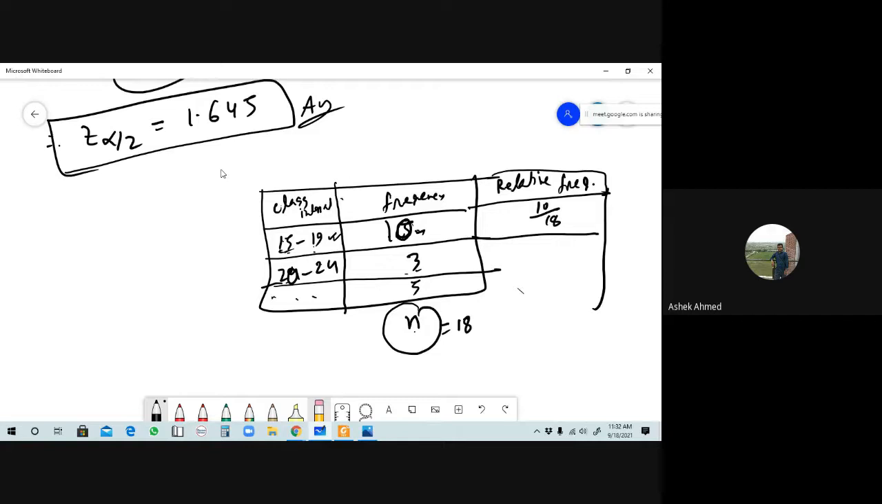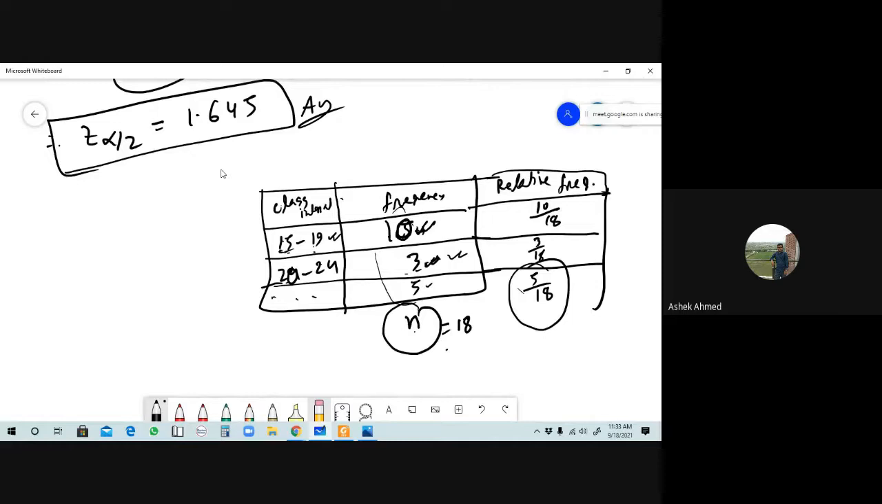For the second class intervals, Sir, how did 18 come? 18 is the sum of all frequencies. This is 10, this is 3, this is 5, and the sum is 18. So for the second class the relative frequency will be: the frequency of the second class is 3, divided by 18, the total frequency. Similarly for the third class, that will be 5 by 18.